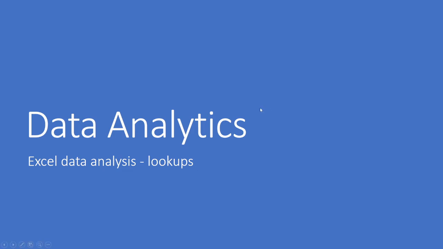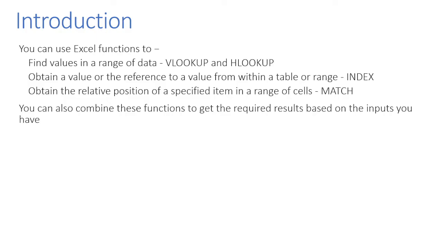Data analytics, Excel data analysis, and this time around we'll be talking about using lookups. Introduction. You can use Excel functions to find values in a range of data using VLOOKUP or HLOOKUP and obtain the value or the reference to a value from within a table or range. This is where we use the INDEX function. Obtain the relative position of a specified item in the range of cells using the MATCH function. You can also combine these functions to get the required results based on the inputs you have.